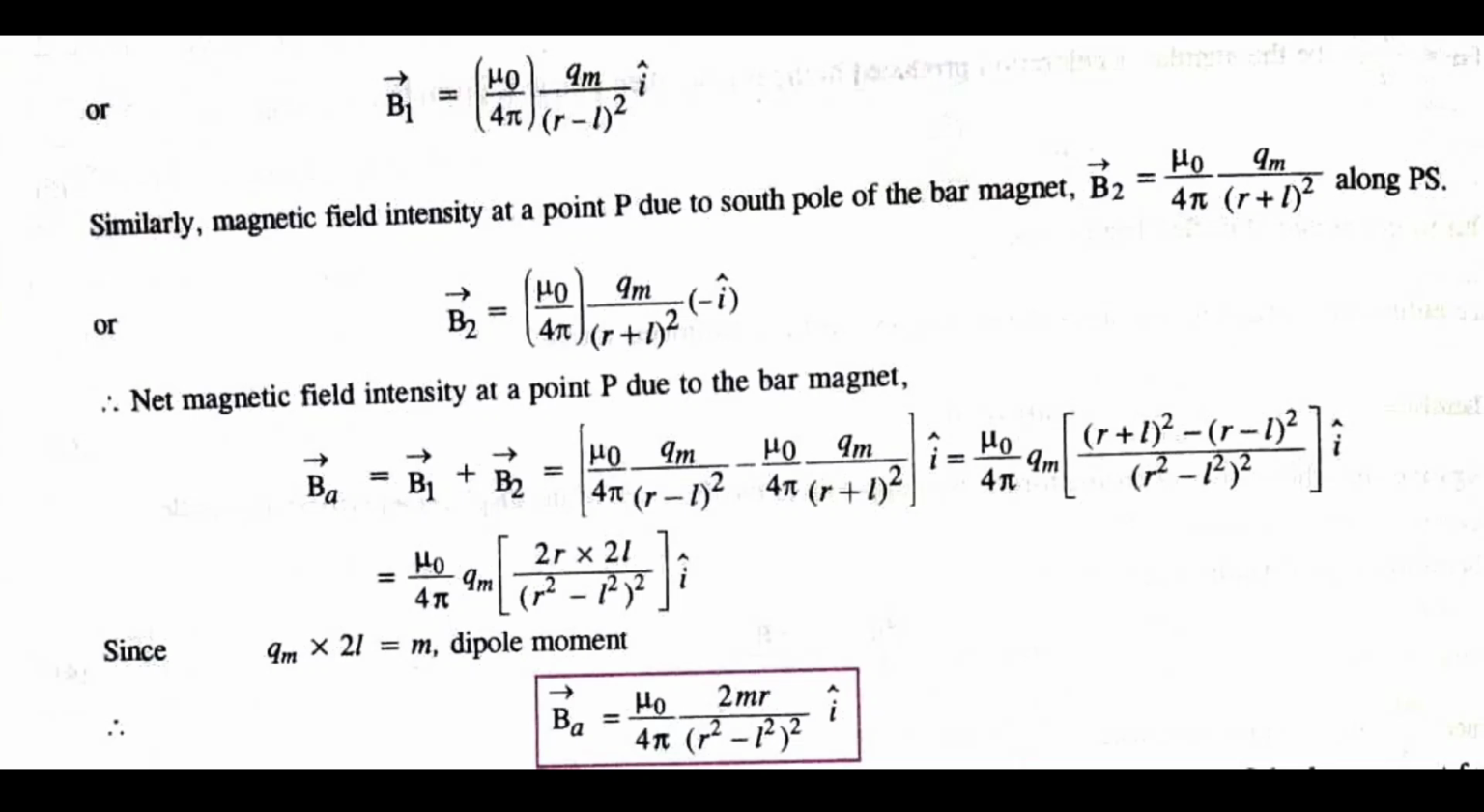After solving, we can get the expression for the magnetic dipole, and we can replace Qm into 2l by small m, which represents the dipole moment. Then the final expression we get is mu naught upon 4 pi, 2mr divided by (r square minus l square) whole square, into i cap. i cap represents the direction.